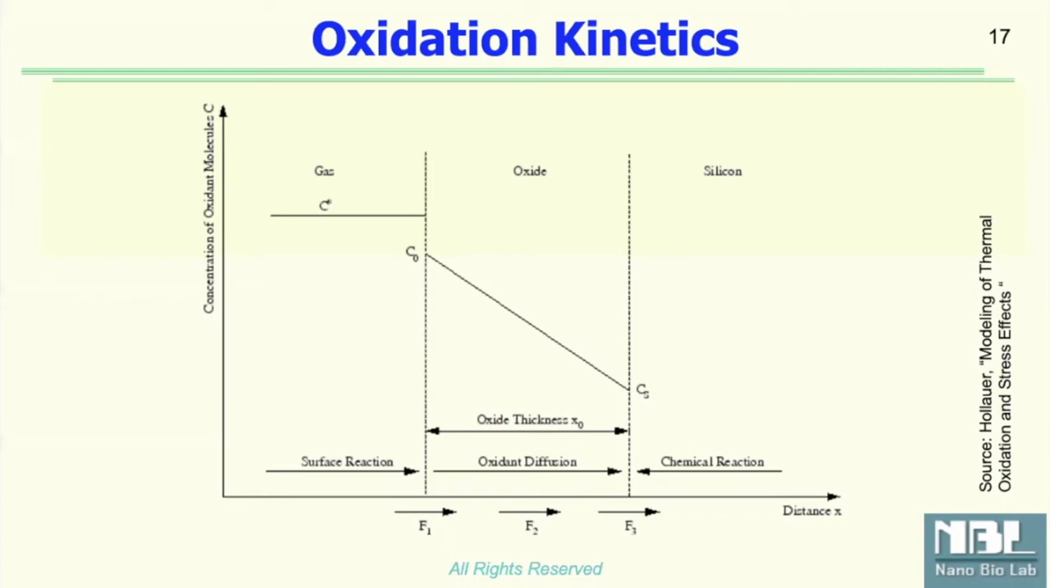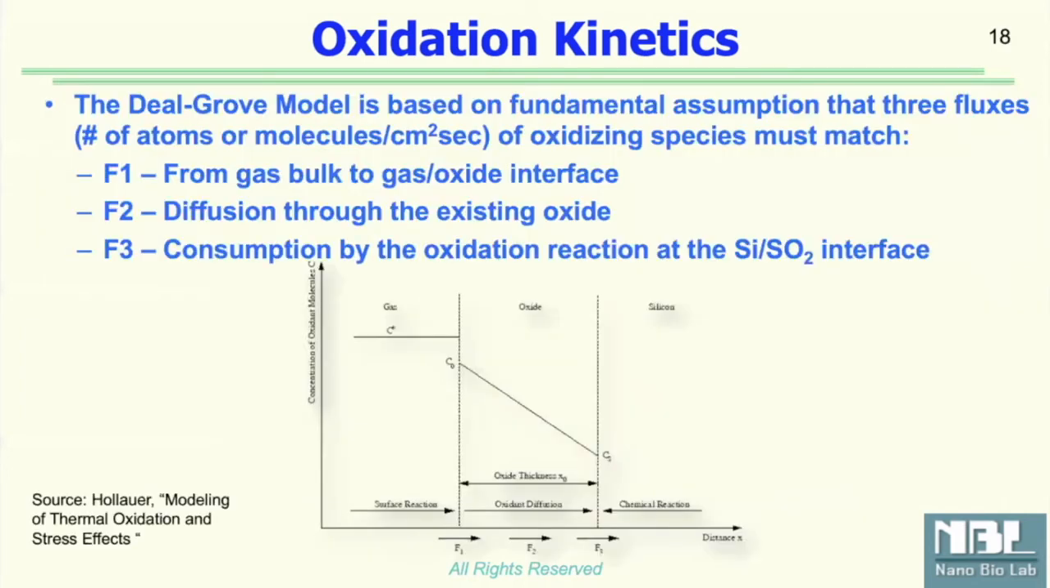They will help us understand how reaction occurs or how oxidation progresses. So F1 is the flux from the bulk of gas to the gas-oxide interface, the oxide that's already been made. Then F2 is the diffusion through the existing oxide, and then F3 is what is actually the chemical reaction occurring at the silicon dioxide interface.